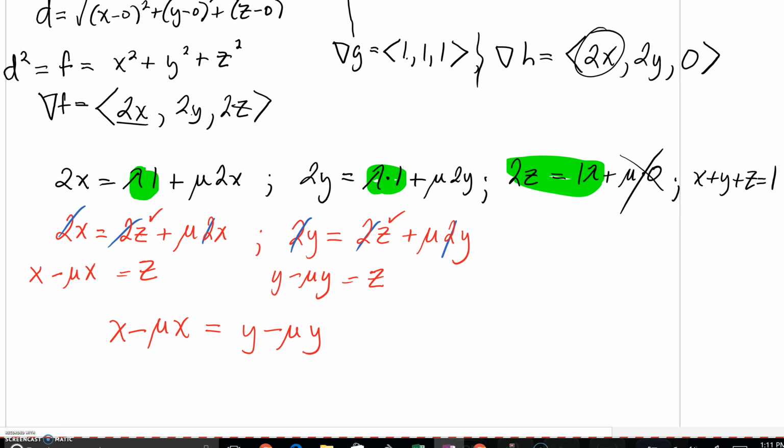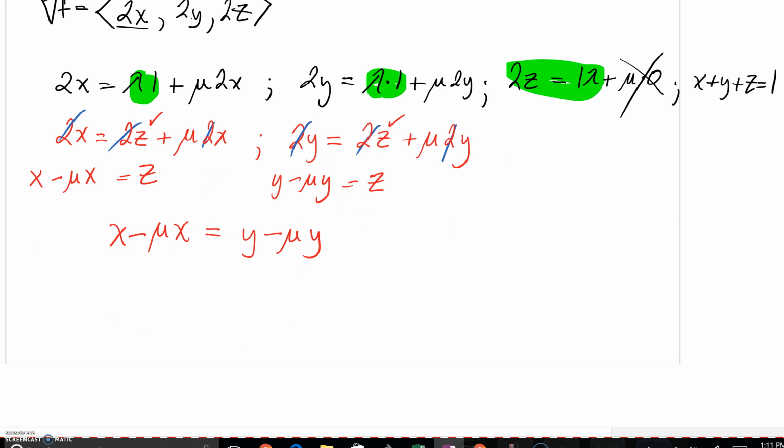Now, at first glance, you might think, is that of any help? Actually, I think it is. I really do think it is. Let's think about this just for a moment. I could do a little bit of factoring. I could pull an x out, and I'd have 1 minus mu. I could factor. I could pull a y out, and then I'd get 1 minus mu.